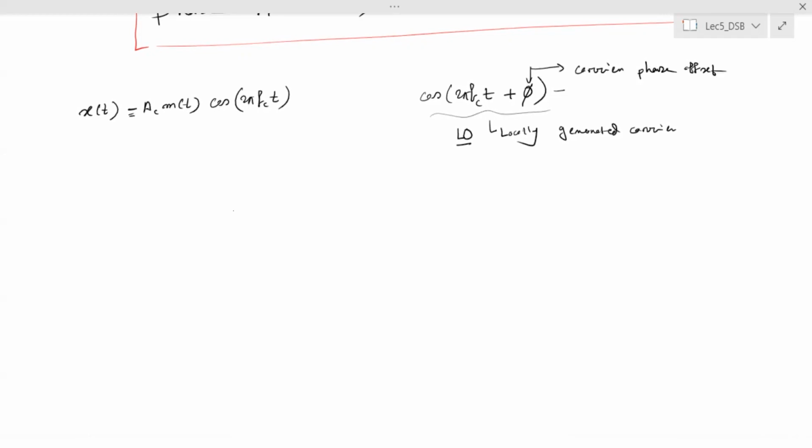If the carrier phase offset becomes 0, then the carrier at the receiver, the local oscillator, is coherent, and if not, it is non-coherent with respect to the incoming signal. If the carrier phase offset is not equal to 0, then the carrier at the receiver or local oscillator is not coherent.